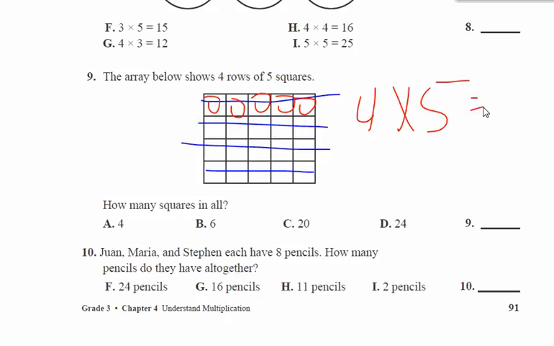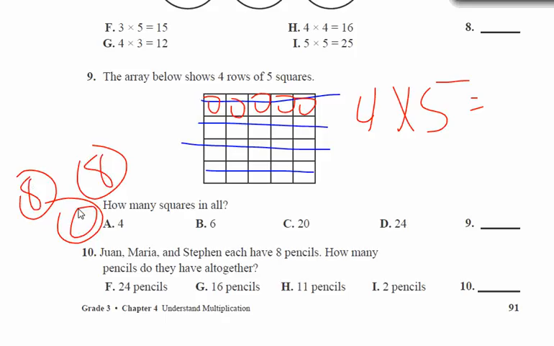20. Okay, and then number 10, Juan, Maria, and Steven each have 8 pencils. How many people are there? 3. 1, 2, 3. And each person has how many pencils? 8. Again, how many pencils does each person have? Eight. Okay, and the whole homework is multiplication, so it's going to be 1, 2, 3 people times how many pencils they have? Eight. Which would be 24.